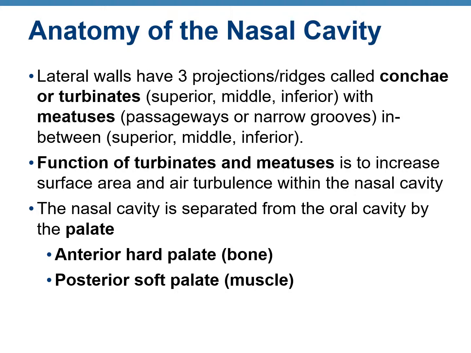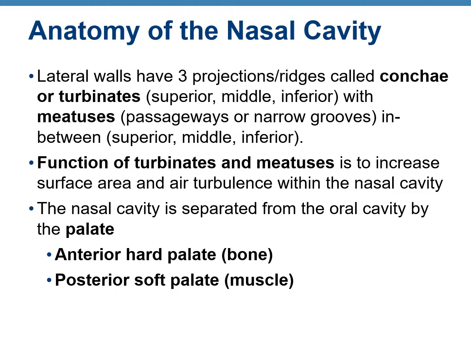So the function of these turbinates and meatuses is to increase the surface area, and it also causes turbulence, that means disturbance within the nasal cavity. It acts like a road speed blocker. So all the dust and debris which were entering are slowed down, and then the mucus gets the time to trap them.